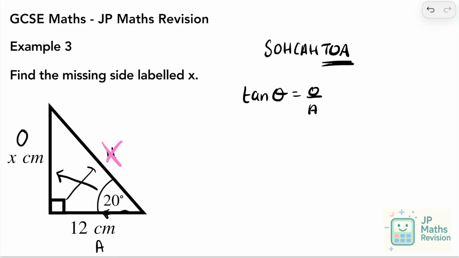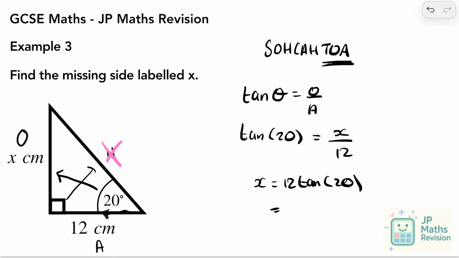So if I substitute in the values I know, I have tan of 20, which is the angle, equals opposite, so x, over adjacent, which is 12. And now we need to get x by itself, so I need to times both sides by 12. So I end up with x equals 12 tan 20. And then if I type this into my calculator, I get 4.37.